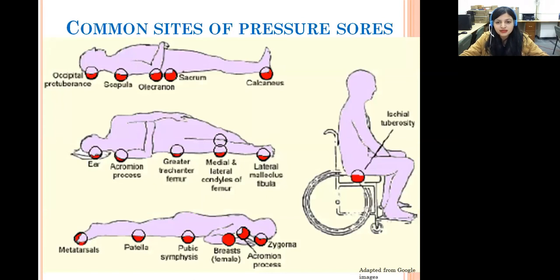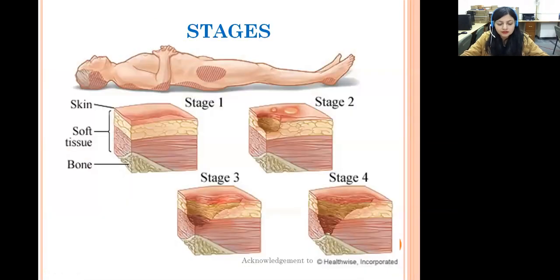These are the common sites of pressure sores when a patient is lying in supine position, in lateral position, prone position, and even in sitting position. Coming to the stages, first let us look into this diagram. This is the skin, the subcutaneous tissues or fats, the muscle, and the bone. In stage 1, the skin may be affected. In stage 2, the skin and the subcutaneous tissues or fats may be affected. In stage 3, the skin, the subcutaneous tissues and fats and the muscles may be affected. Whereas in stage 4, the skin, the subcutaneous tissues and fats, the muscles and the bones may be affected.